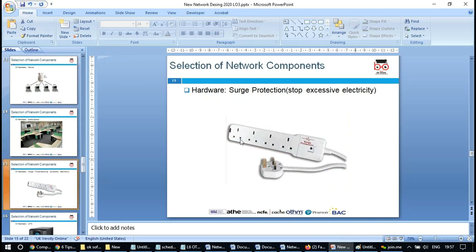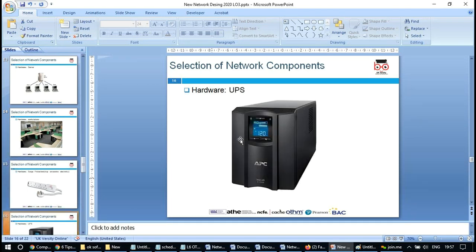Then you should have protective power sockets, so that they could stop excessive electricity or any variations in the voltage, because they are dangerous. They can burn out the devices, the computers and the power supplies. So it is recommended for networking as well.